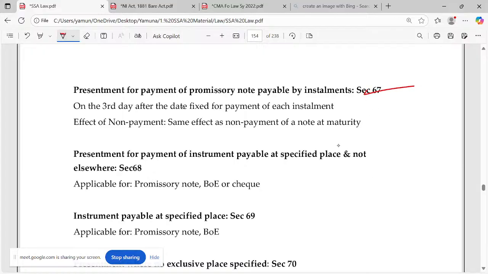Section 67. Presentment for payment of promissory note payable by installments. Yes, what are the things you are following? The same thing you follow. Only thing is installment wise. அப்போ ஒவ்வொரு இன்ஸ்டால்மெண்ட்டுக்கும் என்னென்ன ஃபாலோ பண்ணணும் அதே தான் ஃபாலோ.